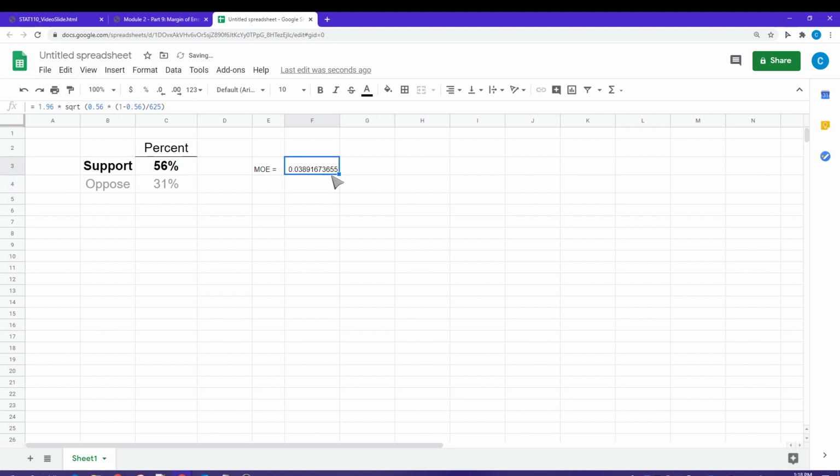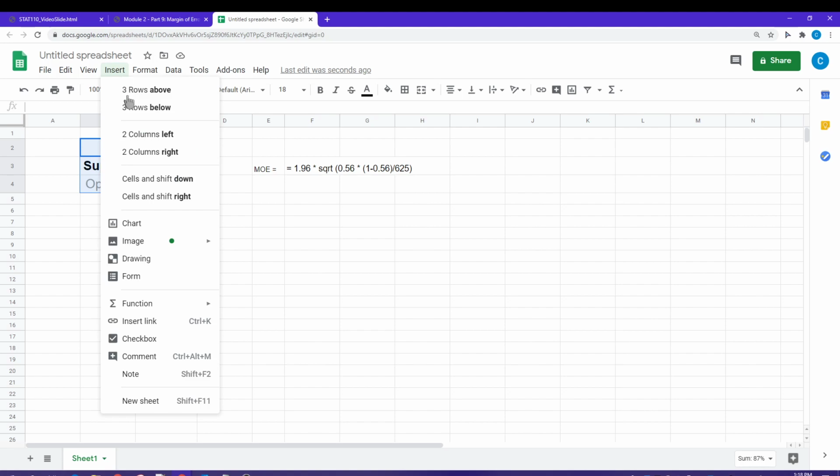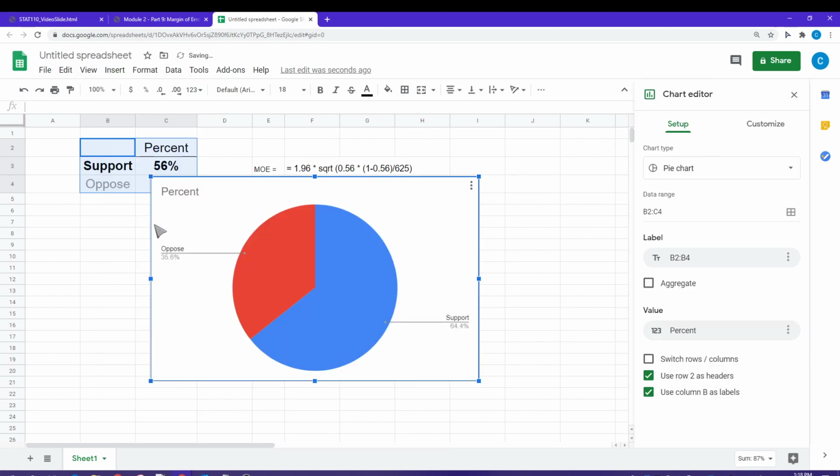And my margin of error here is 3.9 if I round. Maybe make that a little larger so you can see that. So again, that expression looks like what I have here. If I want to create the graph, what I need to do is just highlight my labels and also my column title here, go underneath Insert and select Chart.